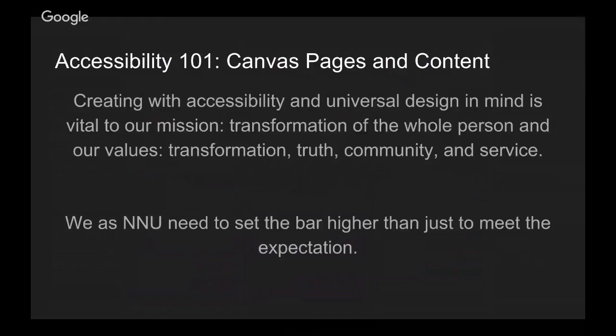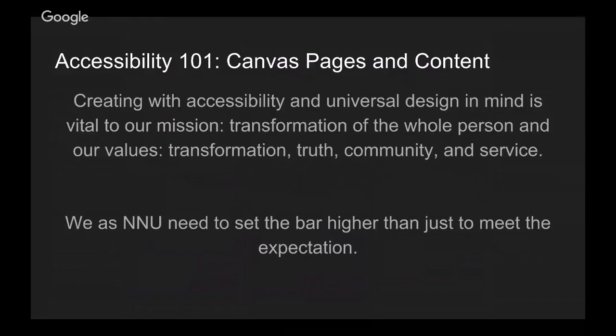Here is something that Shanae put together, and I stole it because it's beautiful, and I think it hits exactly home where we are as a university. Creating things with accessibility and universal design in mind is vital to our mission as a university. It's the tenet of transformation of the whole person, and it speaks to our values of transformation, truth, community, and service. It's so true.